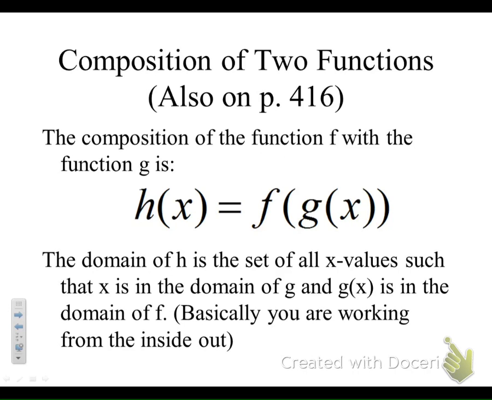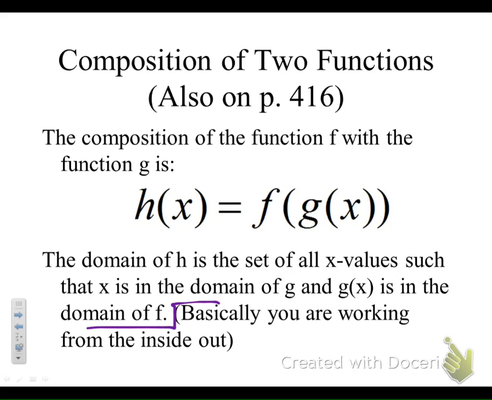So on page 416 is this definition. The composition of the function f with the function g is the following that we just wrote down. h of x is equal to f of g of x. The domain of h is the set of all x values such that x is in the domain of g, and then g of x is in the domain of f. We're going to see what that pertains to. We've got to make sure x is in the domain of g and g of x is in the domain of f. The most important part of this is that we're going to read this backwards.